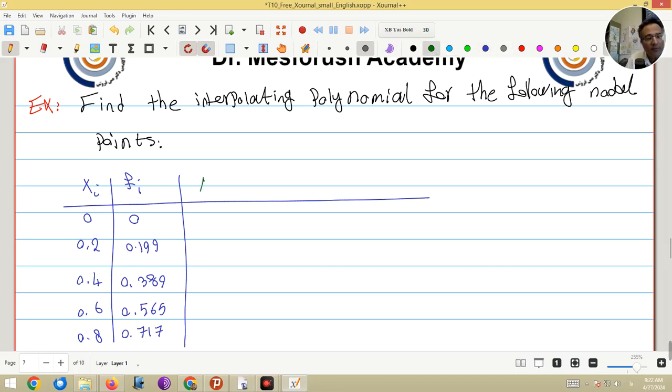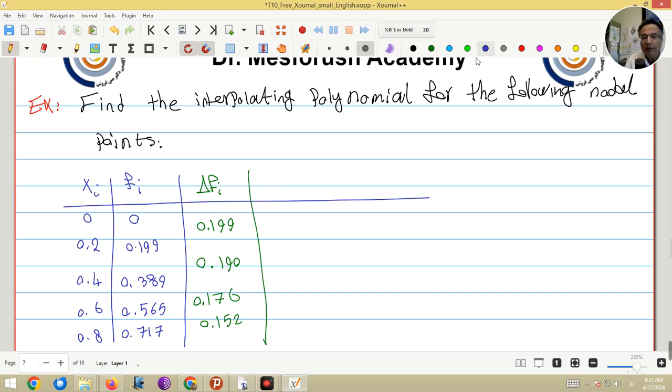Now, let me write delta fi. For example, delta f0. From these two, I can get 0.199. I subtract this one from this one to get 0.190. This one will get 0.176, and these two give 0.152. So I get these terms.